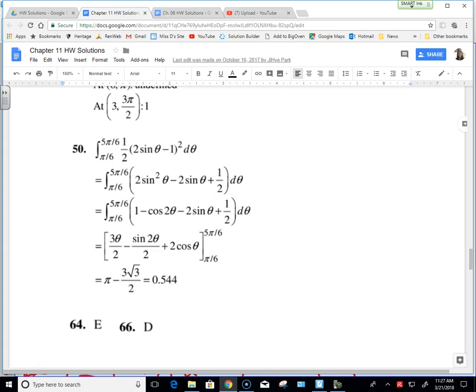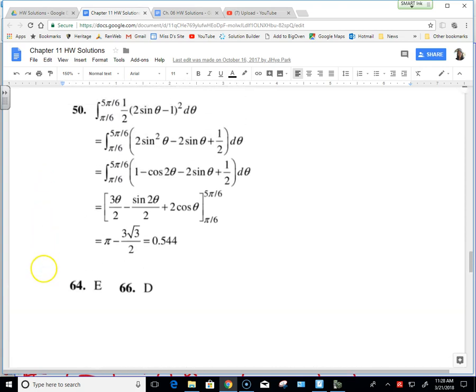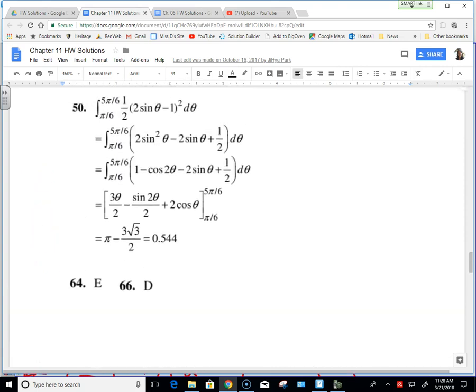Was your function just 2 sine theta minus 1? Okay, so this wasn't an area between or an area shared, right? And so the point of this one was the bounds, and those could have also been the zeros, right? They were the zeros.